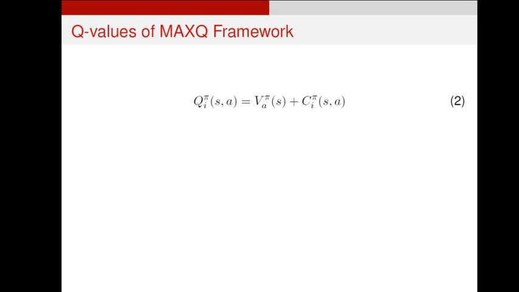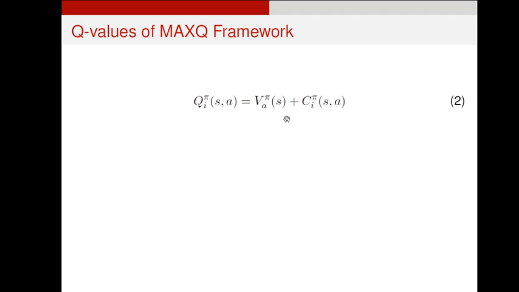So as in the state value, the first part is Va pi of S, plus the second part, known as the completion function, or the cumulative sum of returns, that is Ci pi of S, A. That means at the ith sub node or subtask under the policy pi, for the action A from state S, the sum of all returns for this ith subtask. This is the Q value corresponding to the children.